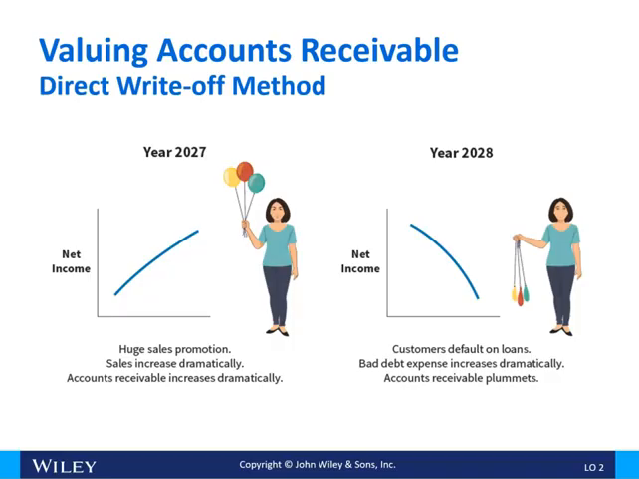We also don't have the sales promotion going on, so our revenue is not as high, so our net income is going to fall as well, and our accounts receivable balance is going to dramatically plummet as well. Okay, so that's the reason why we don't use the direct write-off method, because the expense and the revenue aren't matched up.